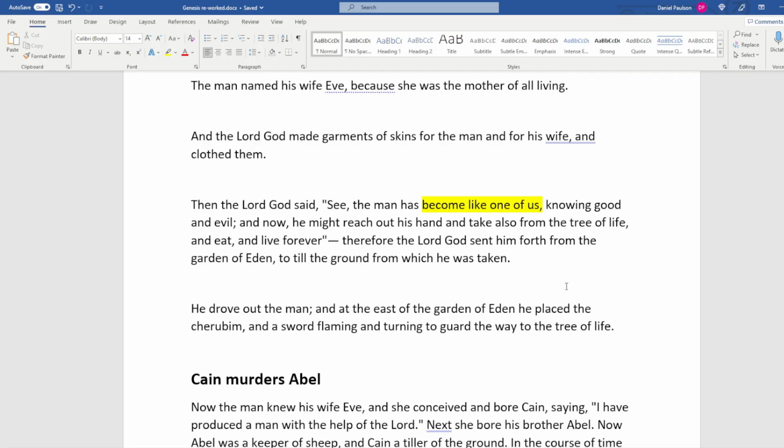Something else is not lining up. Okay. Therefore the Lord God sent him forth from the Garden of Eden to till the ground from which he was taken. Yep, there you go. You lost your happiness. Go off and live life.